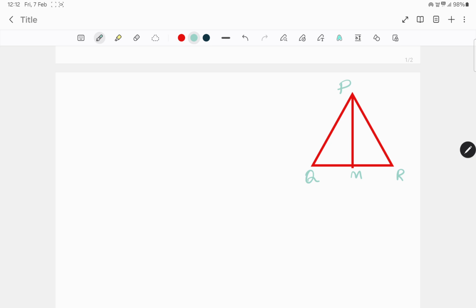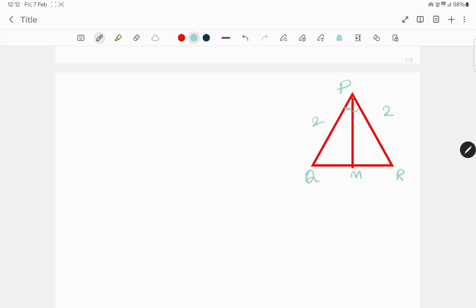Okay. We have said that this is an equilateral triangle. Mark each side as 2. Then the whole side will be 2. Now let PM be the angle bisector. Angle bisector means what? This PM bisects the angle P into 2 equal parts. Okay, these 2 angles are equal.